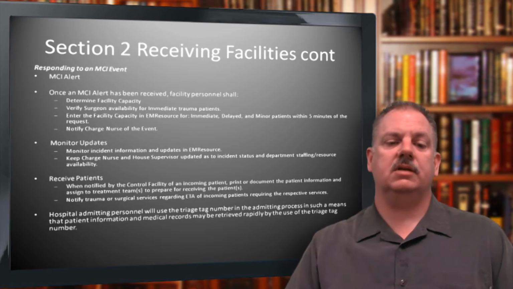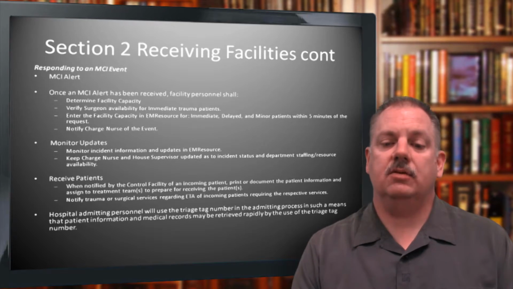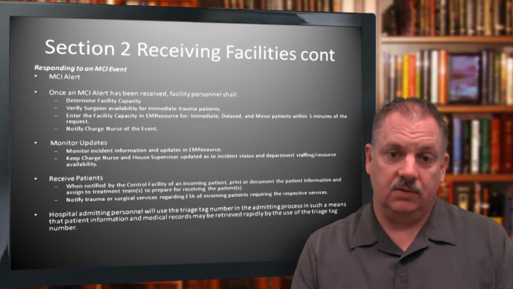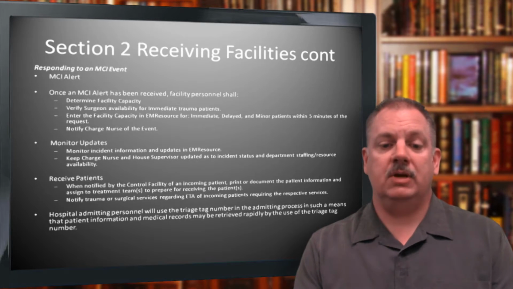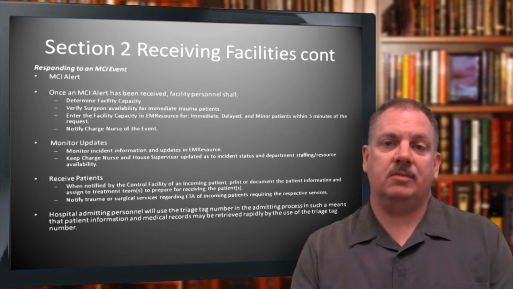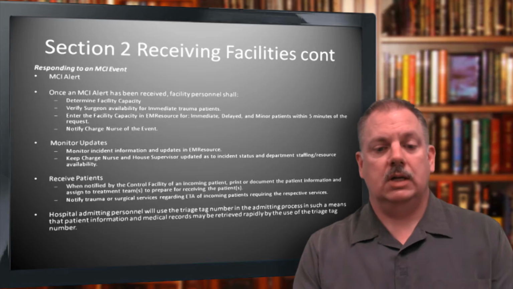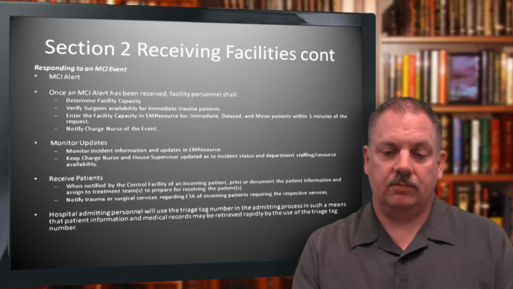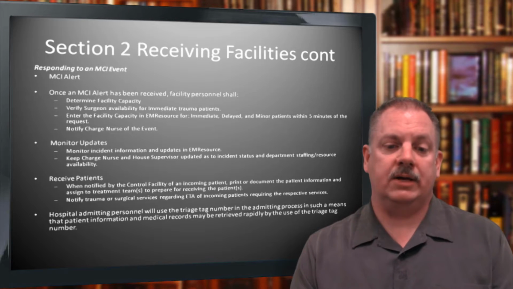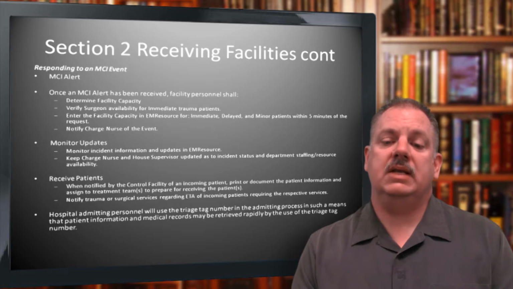So for receiving facilities, responding to an MCI alert. Once the MCI alert has been received, facility personnel need to determine what their capabilities are. How many patients can they receive? Verify that there's surgeon availability for immediate trauma patients. If there's not, you may not be able to take an immediate patient right away until a trauma surgeon becomes available, or you may be limited to just being able to take the delayed patients or minor patients. Enter the facility capability in EM Resource for immediate, delayed and minor patients within 5 minutes of the request.